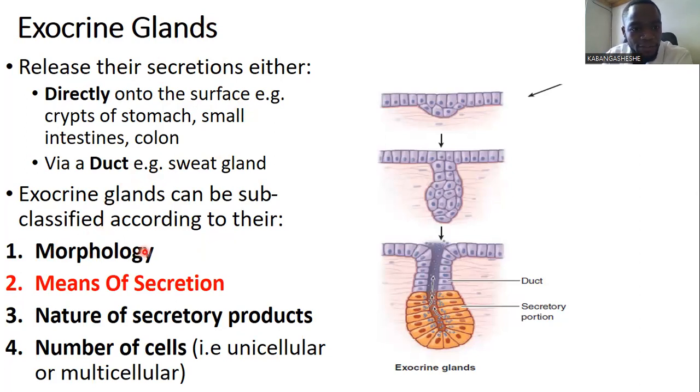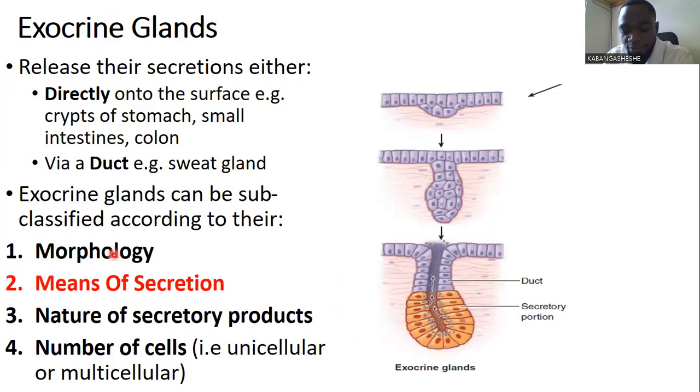We look at the shape of the gland, the mechanism of secretion, how a gland produces its product, and the nature of the product. Is it watery in nature? Is it mucus in nature, or a combination? Then the number of cells. Is a gland formed by several cells, or by just one cell? Like here, we see that this gland is made up of so many cells. From here up to this side, these are multicellular glands. We'll come to that soon. Let's begin with the first system of classification.